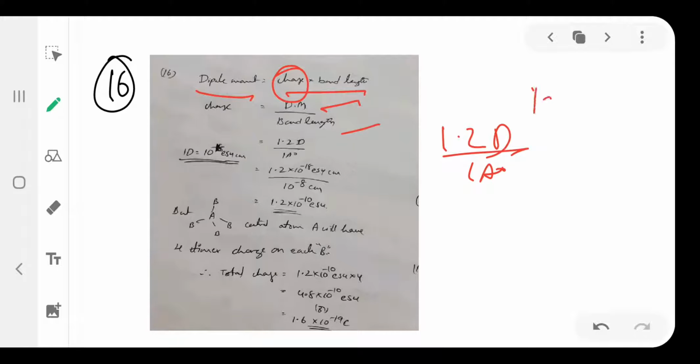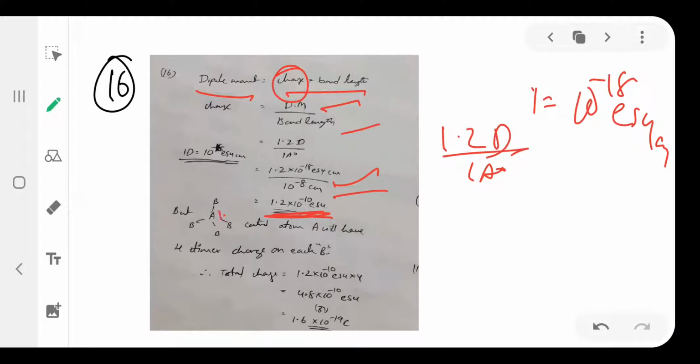1 D is equal to 10 power minus 18 electrostatic units centimeters. So 1.2 into 10 power minus 18 electrostatic units centimeters. 1 angstrom is equal to 10 power minus 8 centimeter. To calculate this, we get 1.2 into 10 power minus 10 electrostatic units. So that is the charge of one atom.